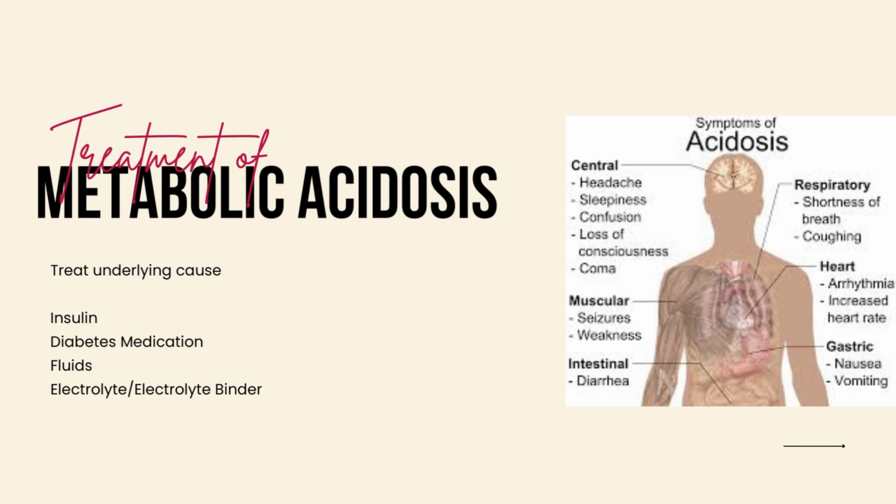To treat metabolic acidosis, if it is due to DKA, we're going to give insulin or diabetic medication. Also, because with metabolic acidosis the main affected organ is the kidney, we will usually give fluids to try and flush the kidney out and help the perfusion of the kidneys. And if we see that the kidneys are failing, we will give an electrolyte binder just to prevent hyperkalemia.